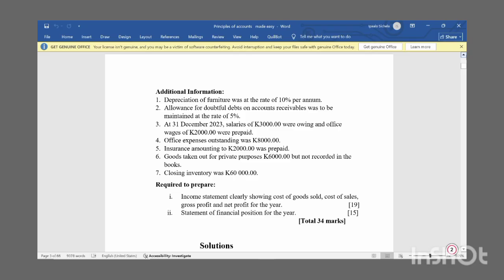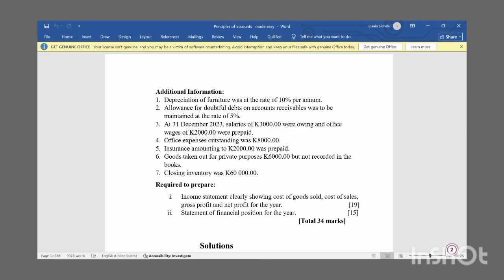The other additional information was allowance for doubtful debts on account receivable was to be maintained at a rate of 5%. At 31st December 2023, salaries of 3,000 were owing and office wages of 2,000 were prepaid. Number 4, office expenses outstanding was 8,000. Number 5, insurance amounting to 2,000 was prepaid. Number 6, goods taken out for private purposes 6,000 but not recorded in the books. So goods were taken out but they were not recorded in the books.